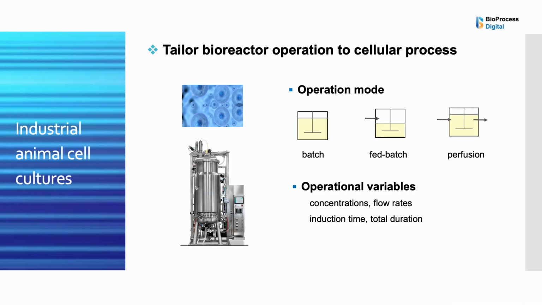A major challenge for bioprocess engineers is to precisely tailor bioreactor operation to the specific cellular biotransformation of interest. Key factors in bioreactor design and operation include selecting the appropriate operating mode, batch, fed batch, or perfusion, optimizing critical parameters such as substrates concentrations, feeding flow rates, product induction timing, and total culture duration. Careful control of these elements is essential to maximize productivity and ensure process robustness.